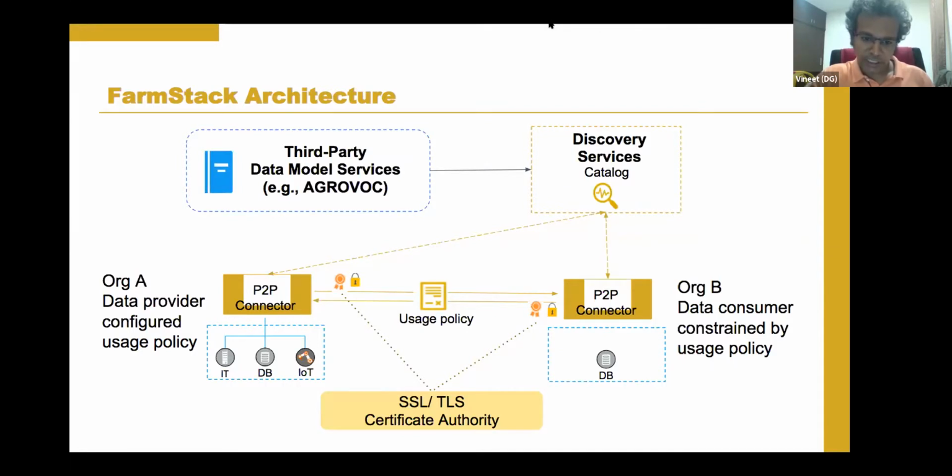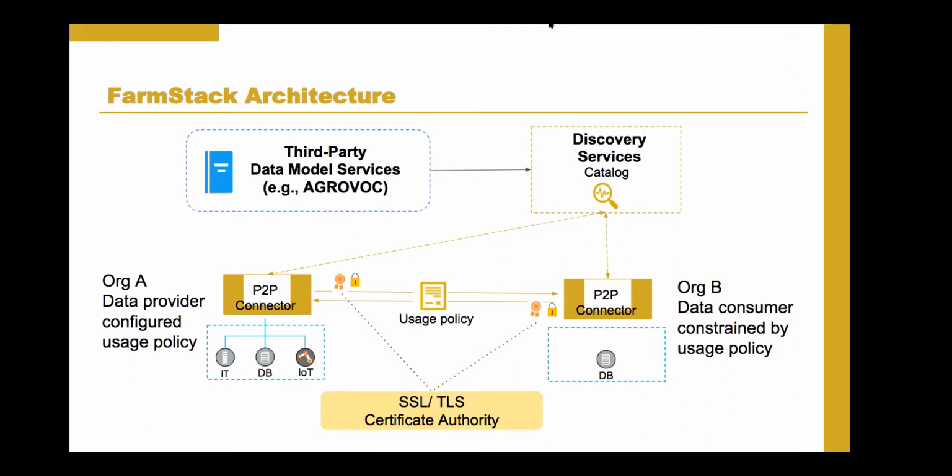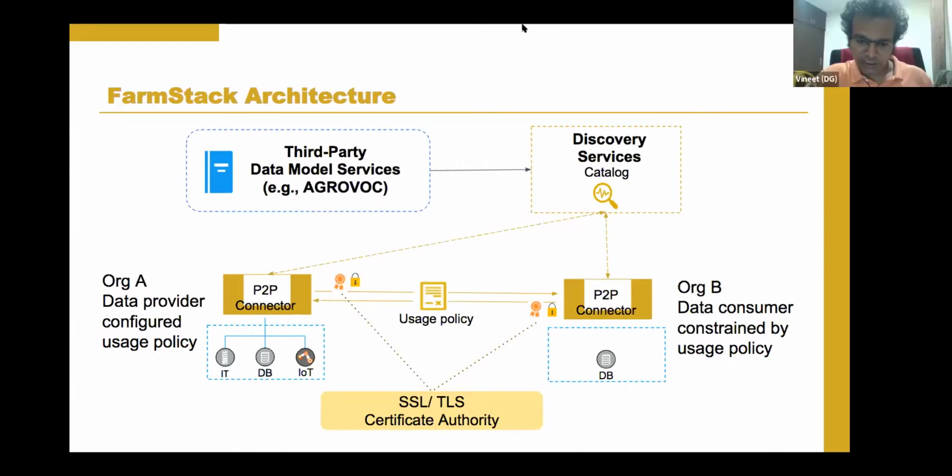So organization A runs this instance of this connector, which interfaces with the existing database. And then these connectors are authenticated using SSL/TLS certificates. And then organization A can also, in addition to that, configure usage policies. The usage policies will define how the data can be used. So it could be something like the data is to be used for a particular application and it is not even downloaded in the database of organization B. So this is entirely a peer-to-peer kind of data sharing platform.